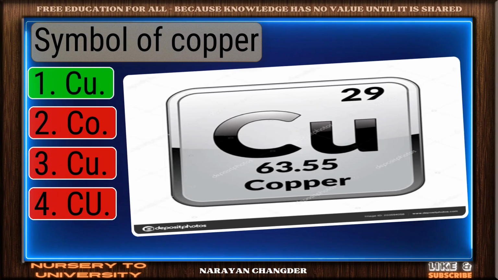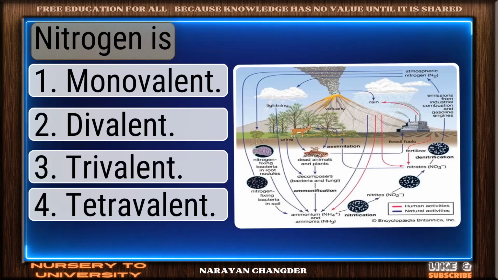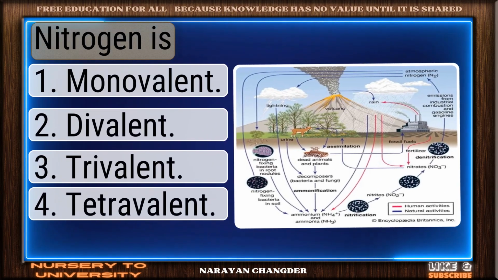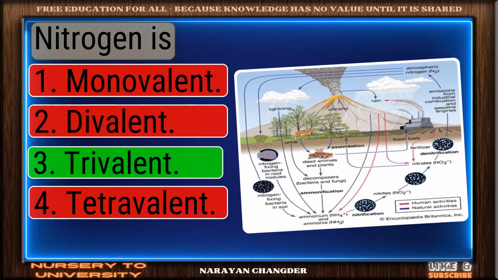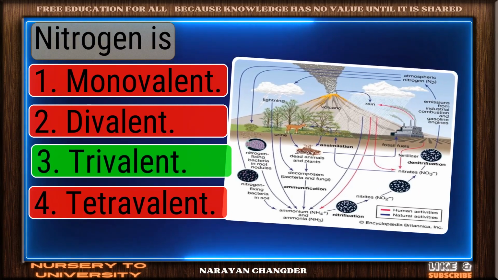You're right. Cu is the correct answer. Question number 286. Nitrogen is? Correct. Trivalent is the right answer.